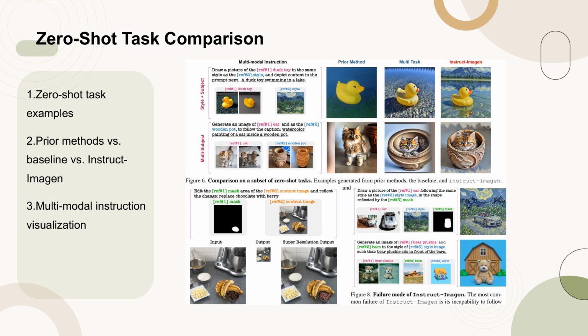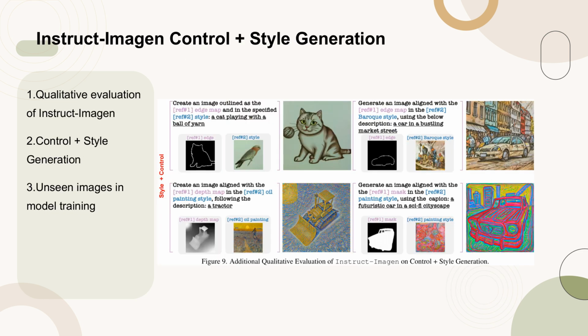Figure 9 presents an additional qualitative evaluation of Instruct-Imagen focusing on control plus style generation. This evaluation aims to assess the model's capability in generating images based on unseen, diverse, and sophisticated multimodal instructions. The results highlight the model's performance in maintaining control and style consistency across various image generations.